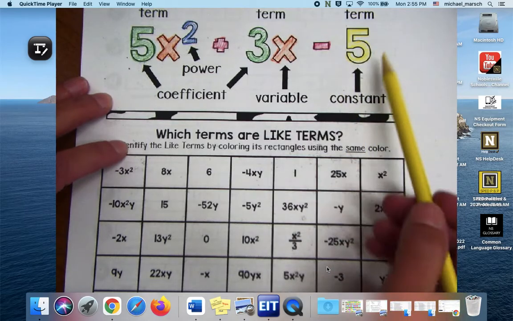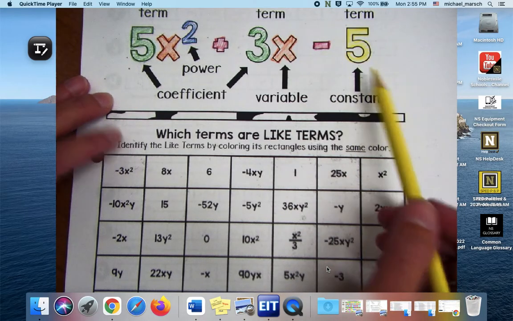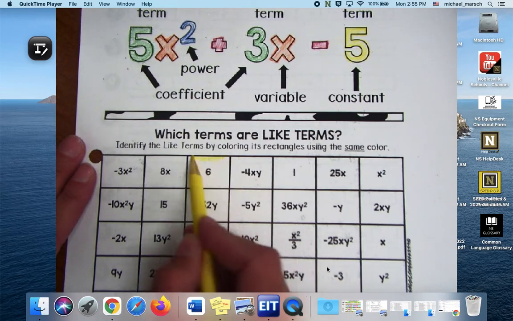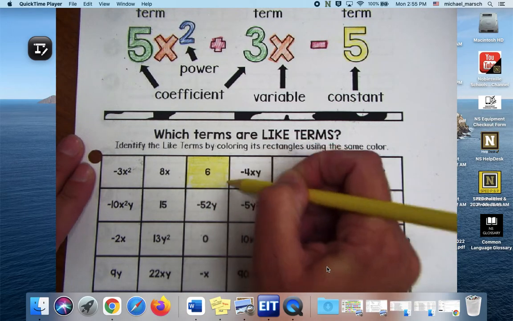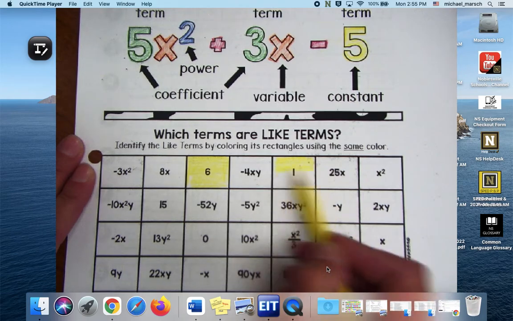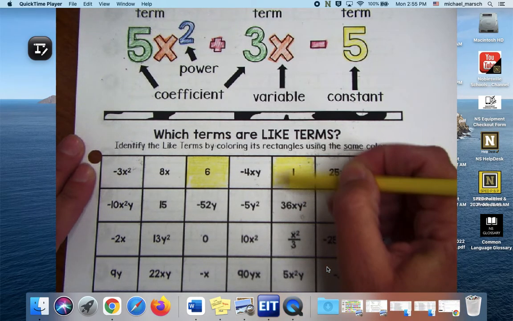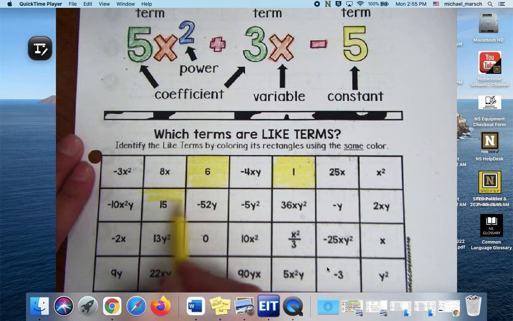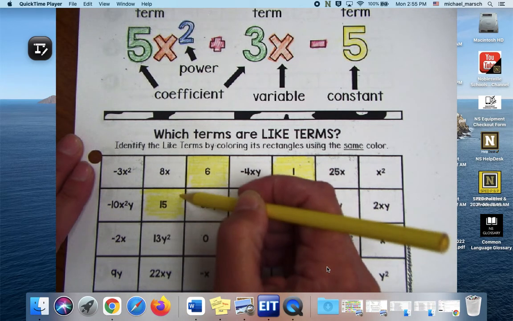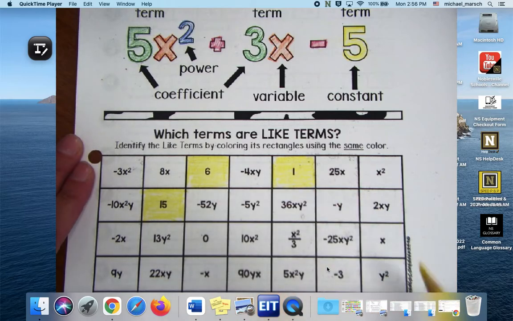The first thing we're going to look for are all the constants. We're just going to color anything that's just a number by itself, either positive or negative, yellow. What if it's 0? 0 is a value. Yep, that could be a constant. So we're going to go through this little chart. It's going to end up looking like a quilt here at the end.